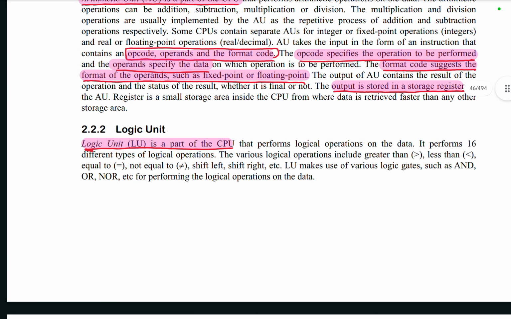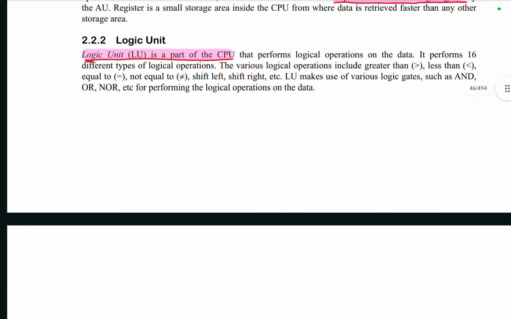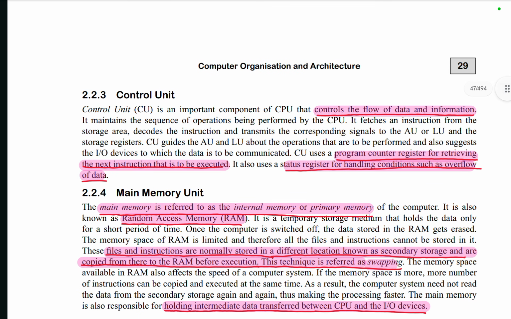Logic unit is a part of the CPU. Logical operations include greater than, less than, equal to, not equal to, shift left, and shift right. The logic unit makes use of various logic gates such as AND, OR, NOR, etc. Control unit controls the flow of the data and information. The program counter register is used for retrieving the next instruction that is to be executed. The status register is for handling conditions such as overflow of data.